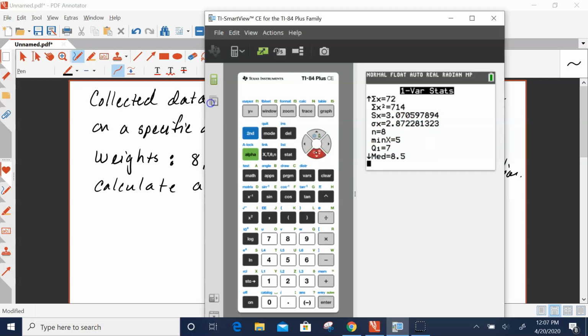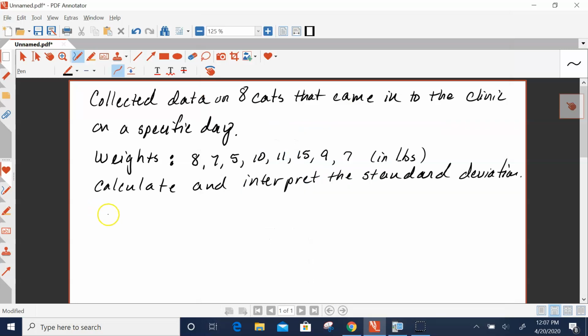If you scroll down, you'll also notice that you get a 5-number summary. You've got your min, you've got your max, you've got first quartile, third quartile, and your median. So on this TI calculator, you can find all those basic statistical calculations. But right now, the X bar was 9 and the sample standard deviation was 3.07. So X bar was 9, and that just means the average was 9 pounds.